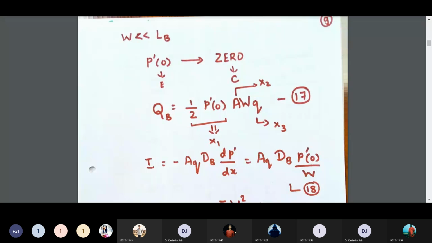So now I'm going to start with I. Capital I is nothing but known as diffusion current. So the differential part of my P dash, that is the average concentration of minority charge carriers, dP dash upon dx, is commonly known as P dash 0 divided by W.